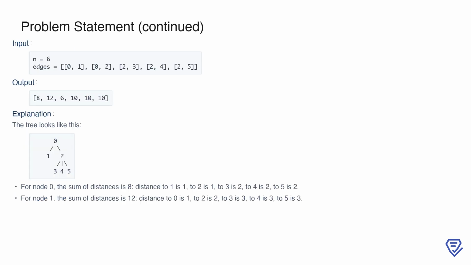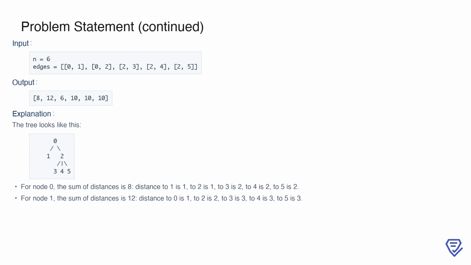To better understand this problem, let's consider an example where n equals 6 and the edges are defined as [0,1], [0,2], [2,3], [2,4], [2,5]. When visualized, the tree has node 0 at the root, with nodes 1 and 2 directly connected to it. Node 2 further connects to nodes 3, 4, and 5. Now, for node 0, we calculate the sum of distances to all other nodes. The distance to 1 is 1, the distance to 2 is 1, and to nodes 3, 4, and 5, the distances are 2 each. Summing these values, we get 8 as the result for answer[0].